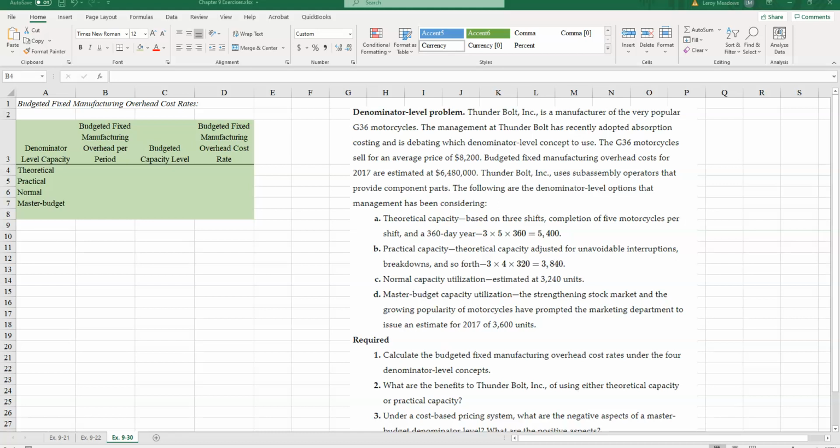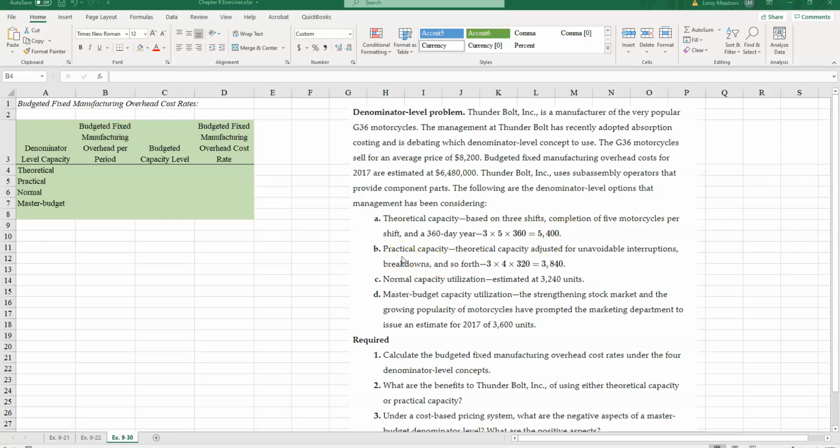So we have denominator levels of theoretical capacity. And how do we calculate theoretical capacity for the denominator level? We're going to take the full number of shifts, three shifts, times the number of motorcycles we can produce. And remember, under theoretical capacity, we're assuming no interruptions, full production all the time, no downtime whatsoever. So if we never shut down, then we can produce five motorcycles per shift, times three shifts per day, which is what then? 15 motorcycles per day times 360 days would give me 5,400 units.